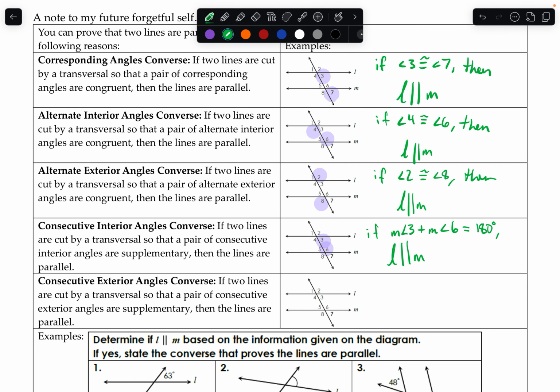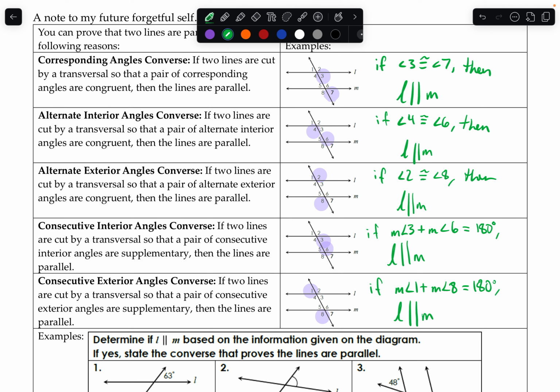And then finally, consecutive exterior. Maybe we're looking at angle 1 and angle 8. They are exterior angles on the same side of the transversal. And the same thing's going to happen here. If the measure of angle 1 plus the measure of angle 8, and of course I could have also done the measure of angle 2 plus the measure of angle 7, right? Those are also alternate exterior. If that is equal to 180 degrees, then L is parallel to M.